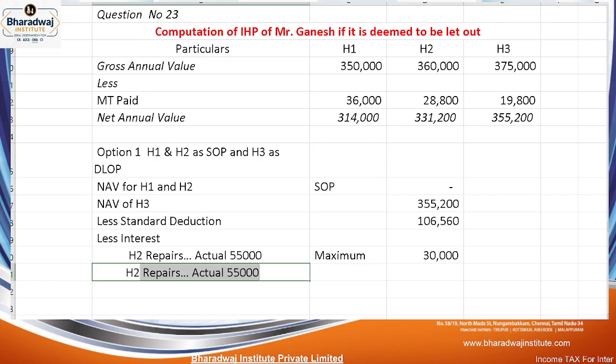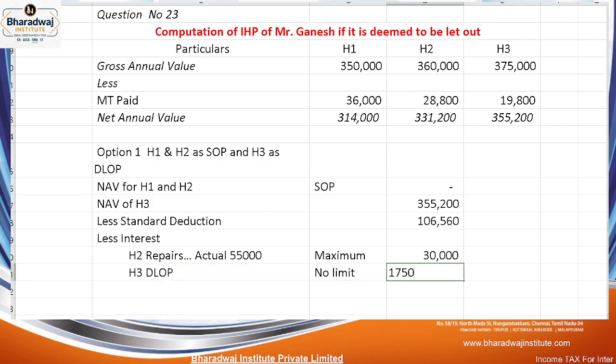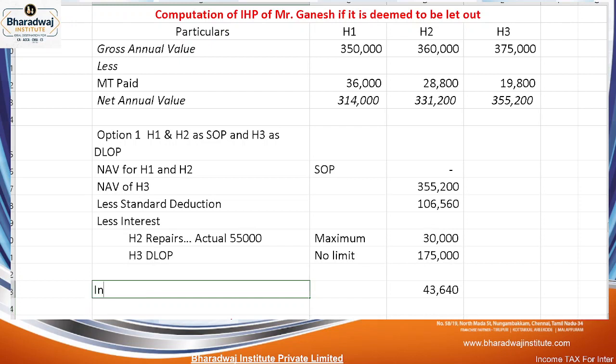House 3, deemed let out property, like that we take it. So no limit for interest. Actual interest can be claimed. So if you look at this plus, so this will be the income if house 1 and house 2 is taken as self-occupied and house 3 as let out.